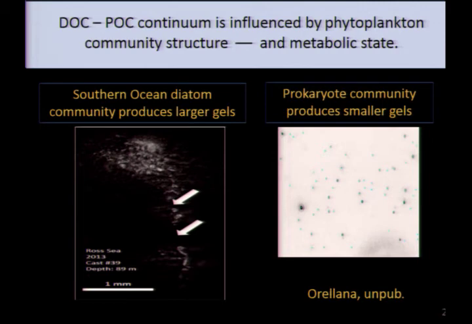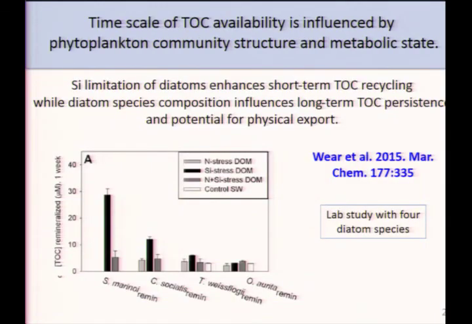One of the things that Monica found in the Southern Ocean is that a diatom-dominated community produced big gels, and a prokaryotic-dominated community produced little gels. So the quality in terms of the physical size makes a difference, but also the quality in terms of what's produced. Now, this is a laboratory study by Weir et al., where they showed that silica-limited diatoms produced DOC that was rapidly metabolized by the bacterial community.